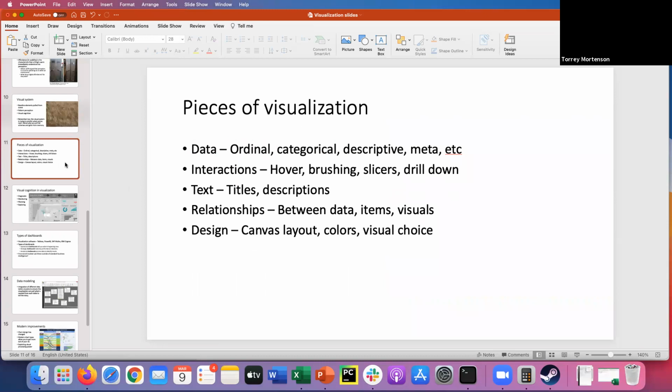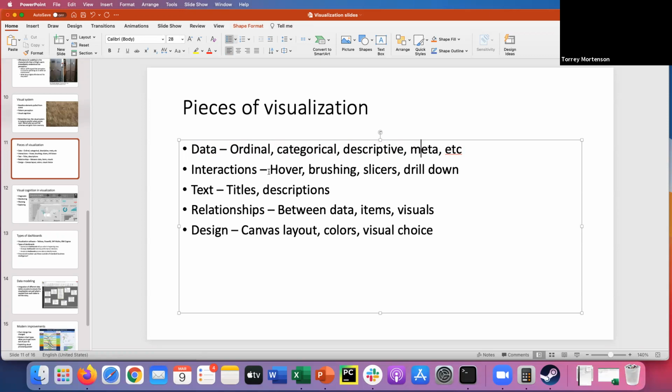Now, pieces of a visualization. This is not the cognitive process. This is what are the pieces of an actual visualization you may build, so a dashboard or a data representation. We have data, which can be all sorts of different types. But you need to understand the data you're managing and how it can be represented.